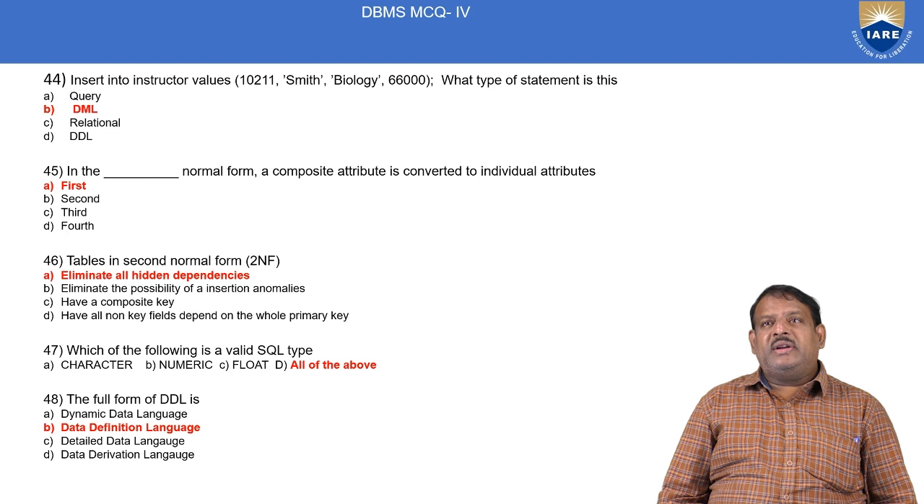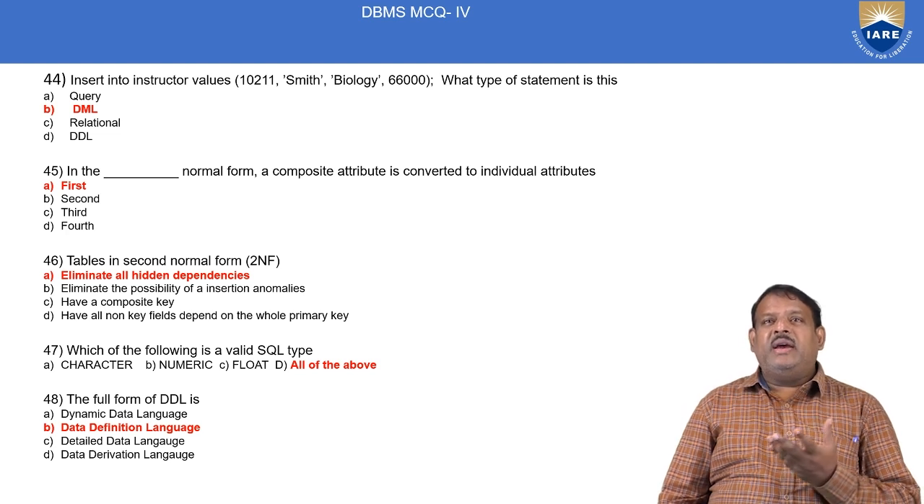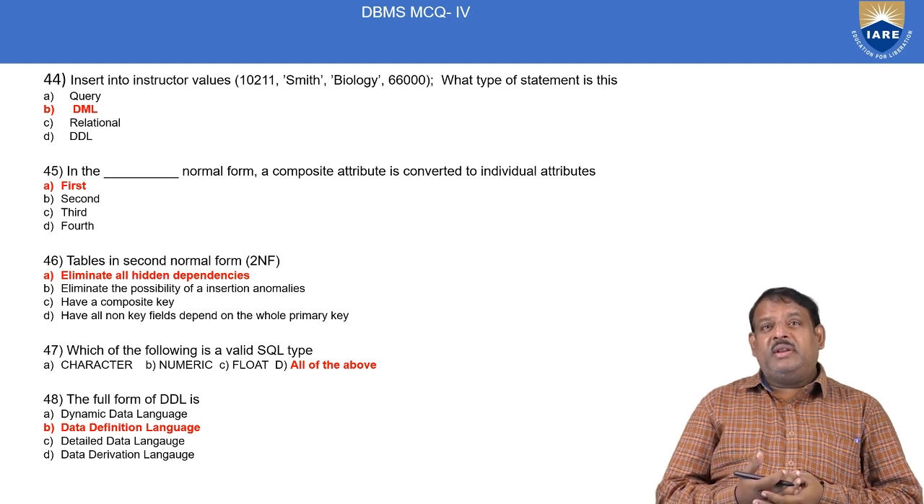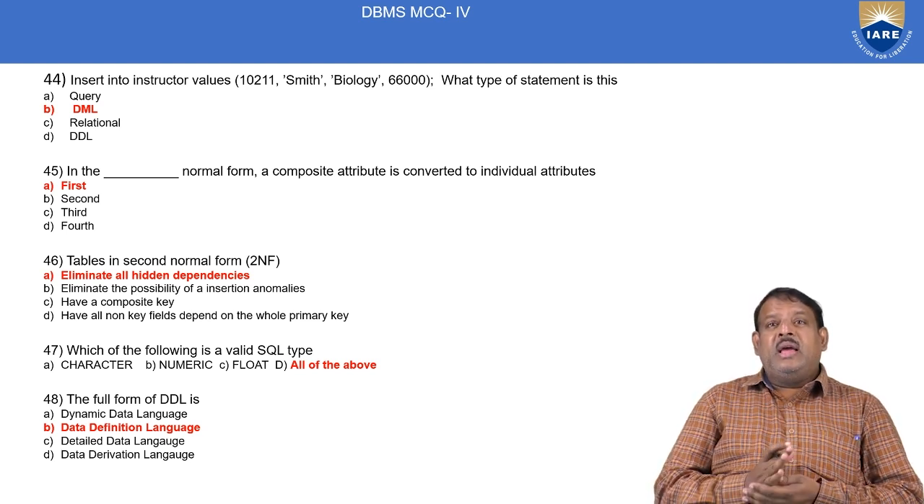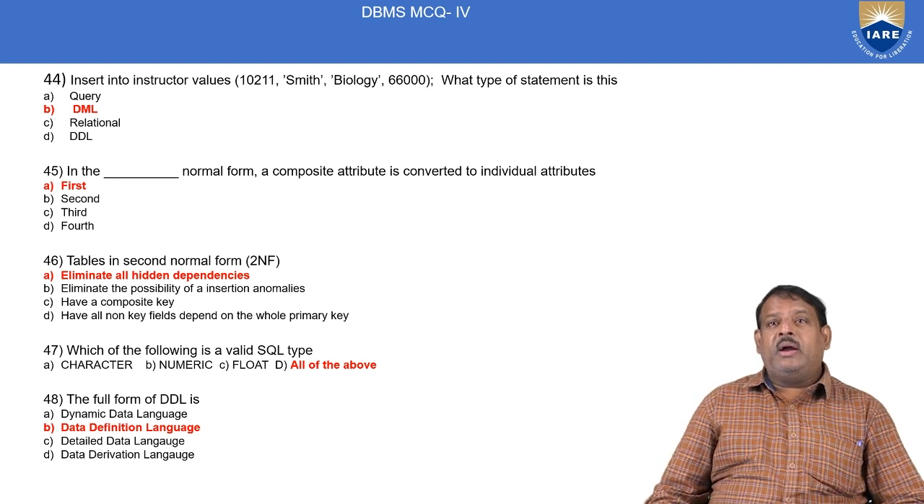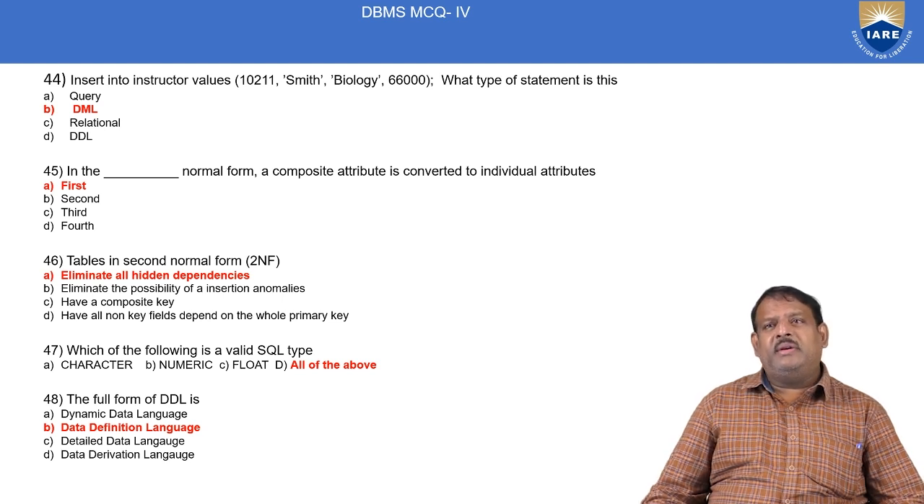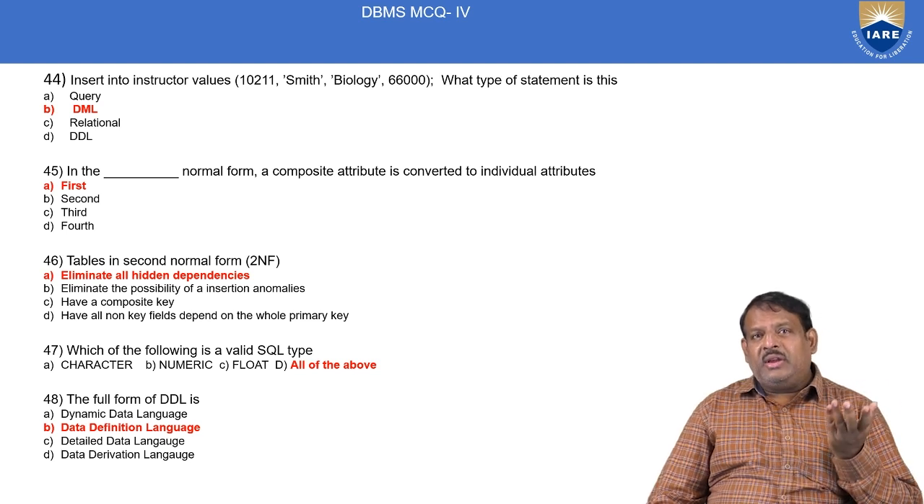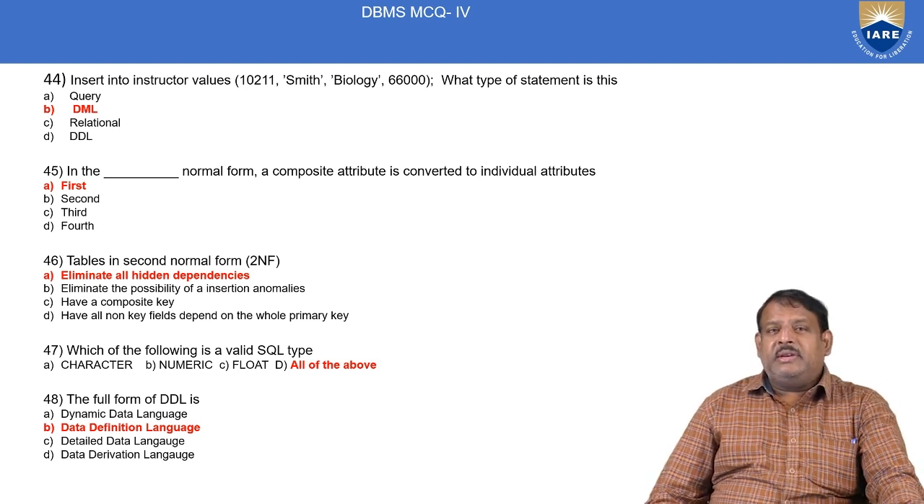Insert into instructor values. I'll give some values. It is an ID of 10211, the ID of the instructor. Then his name is Smith, and he is taking biology. And we don't know what the 60,000 is. It might be a salary, something like that. You're trying to insert a value into an existing table called instructor.